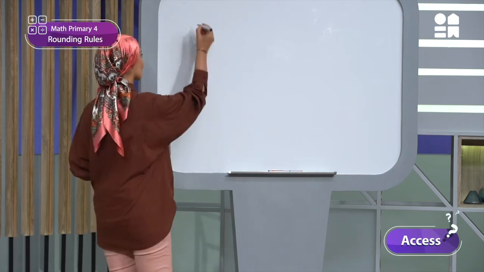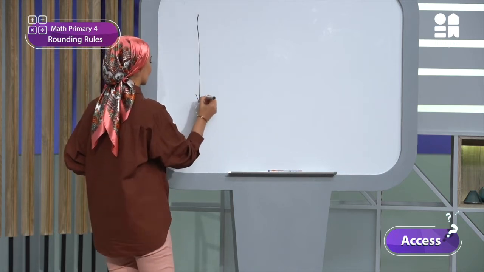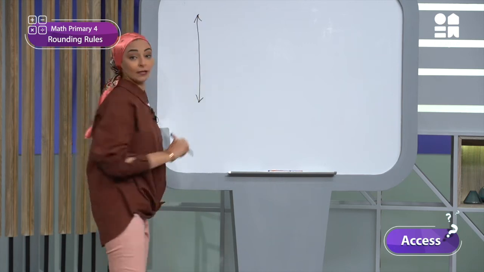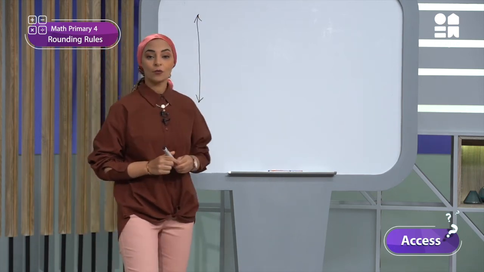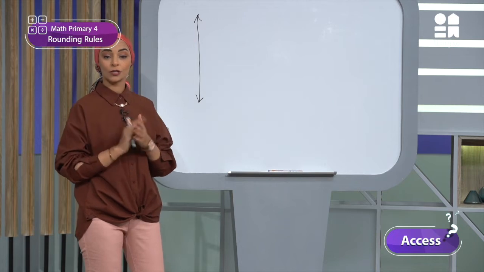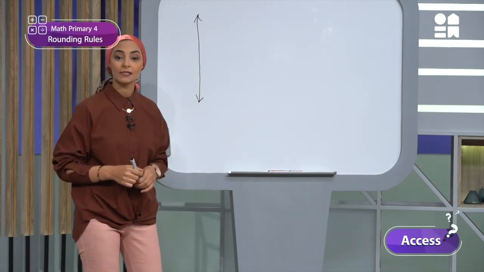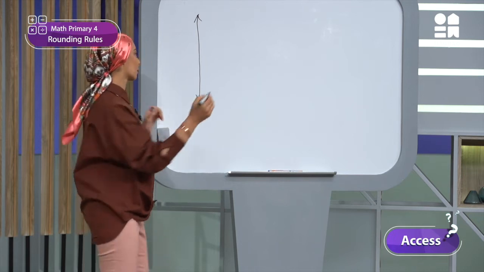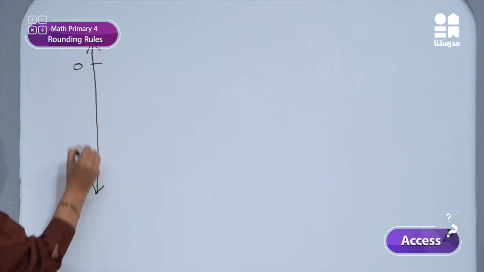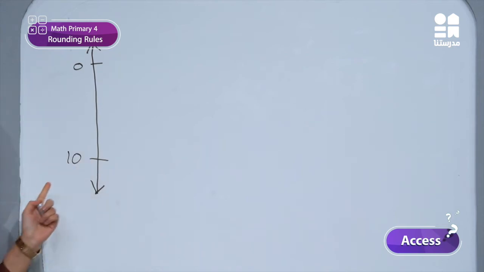In this shape, as you see here, here's the number line. I can draw this line vertically or horizontally, as you wish. This line represents numbers from 0 to 10. Look, here's the 0 and here is the 10 as you see.